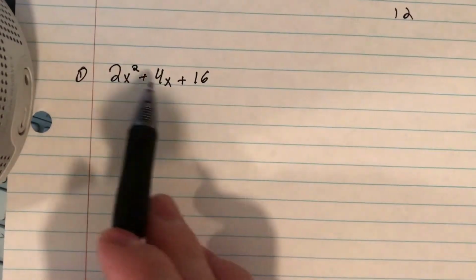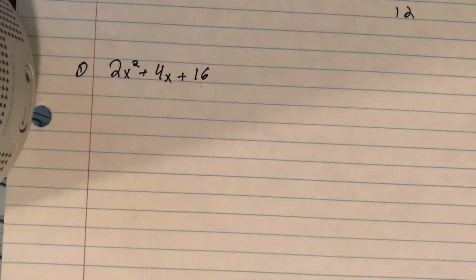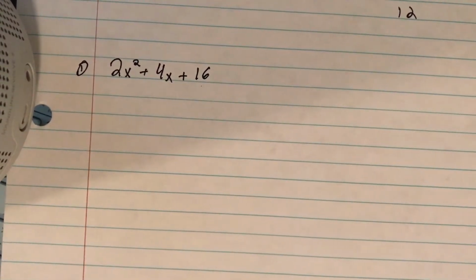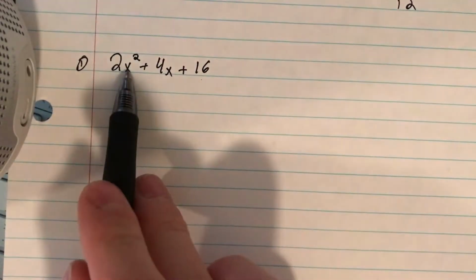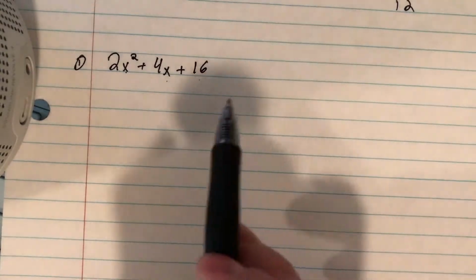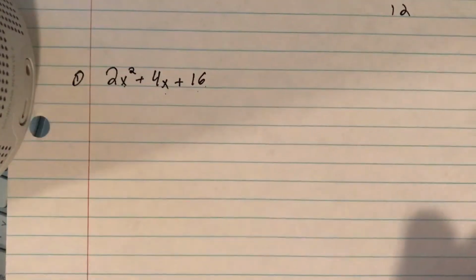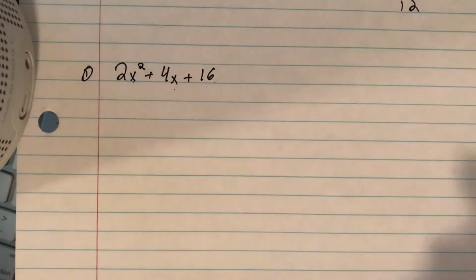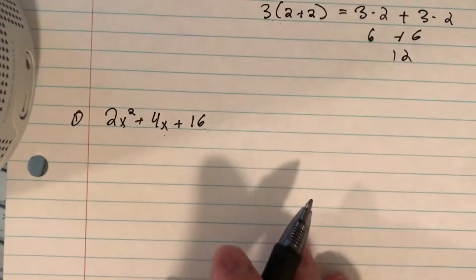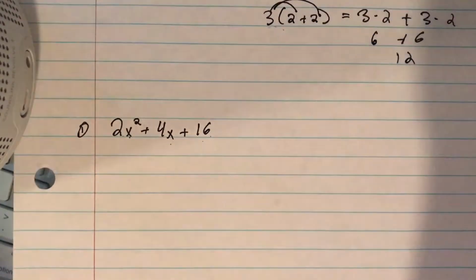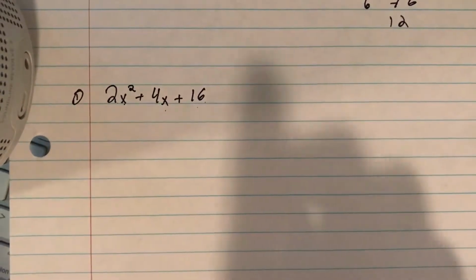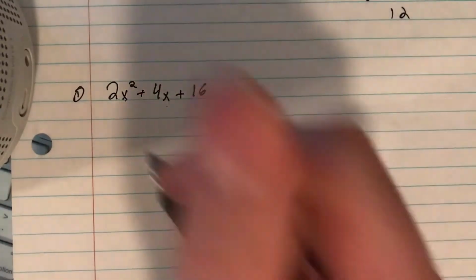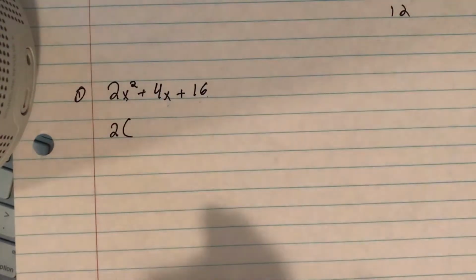So if you look at each of these terms, what do they have in common? They're all even numbers, first of all, which means they're all divisible by 2. So that's a good place to start. Do they have an x in common or anything? They do not. Well, these two do, but this one doesn't. So they have a 2 in common. We can bring out this 2, just like when we were going backward we took out a 3. Bringing out is usually what people say. So we'll bring out, or factor out, a 2, and then we'll put a parenthesis.